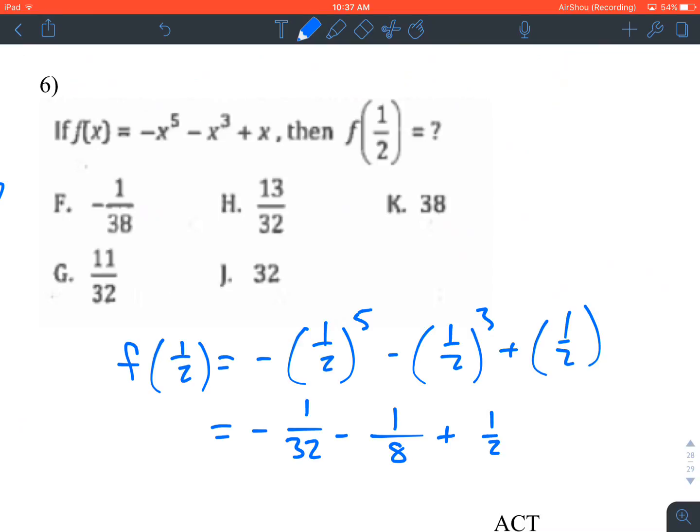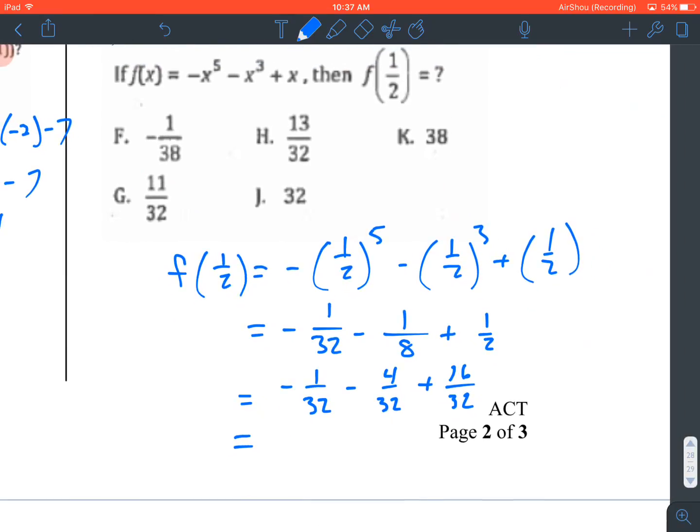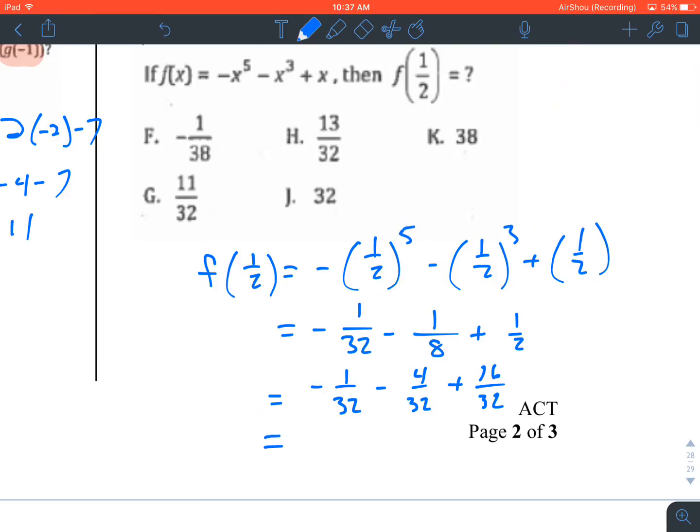Need common denominators to add these together. 8 times 4 is 32. 2 times 16 is 32. So we get negative 1 minus 4 plus 16. When you're adding or subtracting fractions, you add or subtract the top numbers. So it's negative 5 plus 16. That's 11. Bottom number stays the same. We got 11/32. Done.